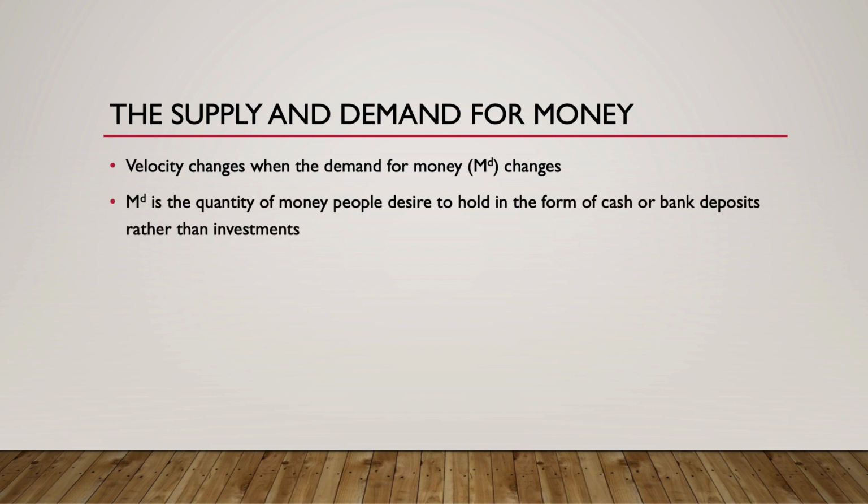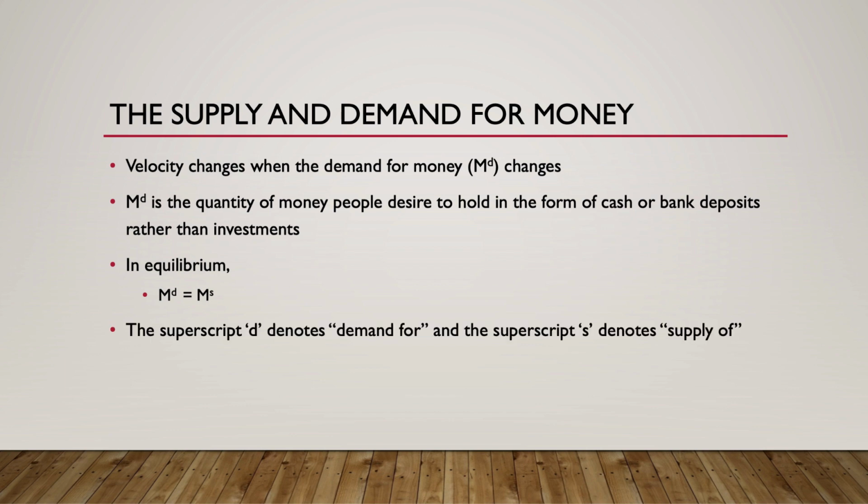The demand for money, M superscript D, is the quantity of money that people desire to hold in the form of cash or bank deposits rather than investments. In equilibrium, the demand for money equals the supply of money. M superscript D equals M superscript S. The superscript D denotes demand for, and the superscript S denotes supply of.